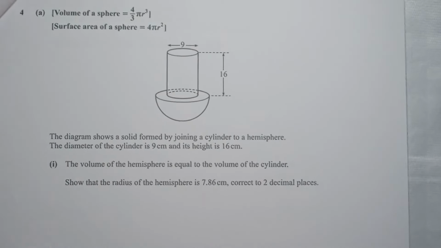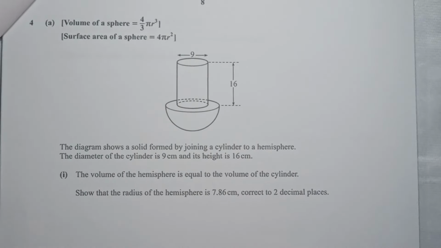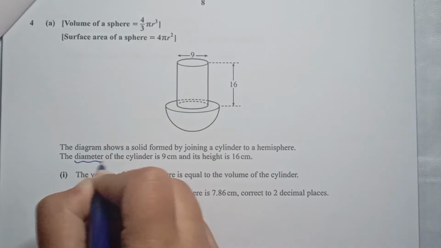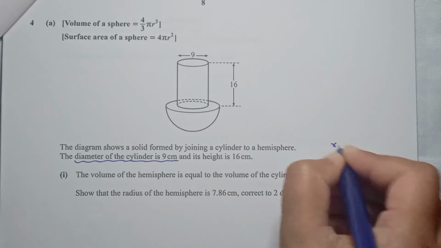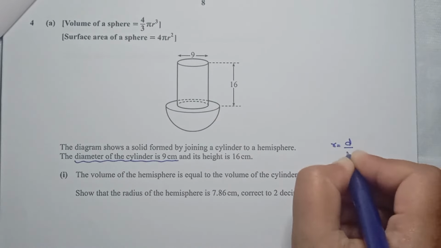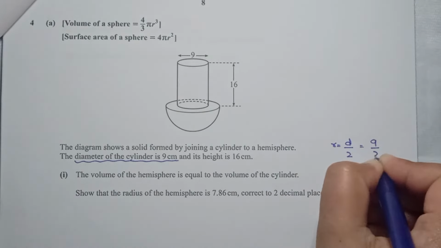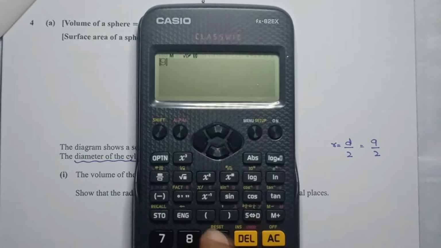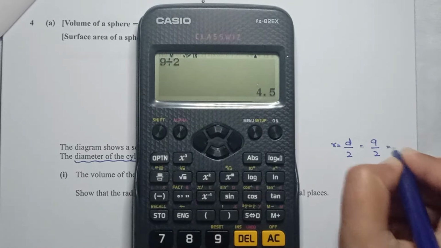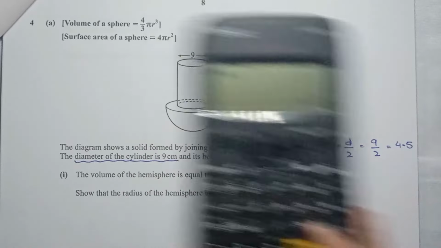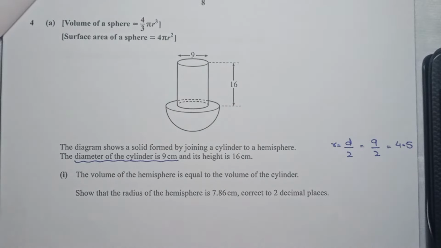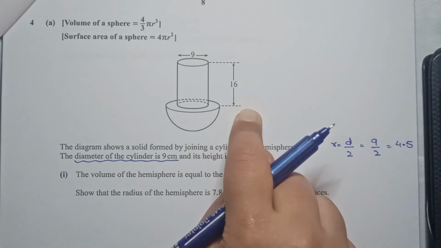Now for question number 4 in A part, the diagram shows a solid formed by joining a cylinder to a hemisphere. The diameter of the cylinder is 9 centimeters. And what would be the radius? As we know, the radius is half of the diameter, so dividing by 2, this would be 9 divided by 2, which equals 4.5. So 4.5 is the radius of the cylinder, right? And the height of the cylinder is 16 centimeters.